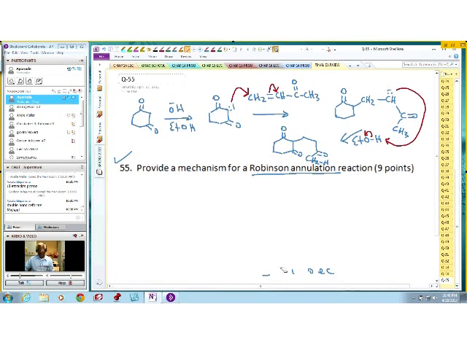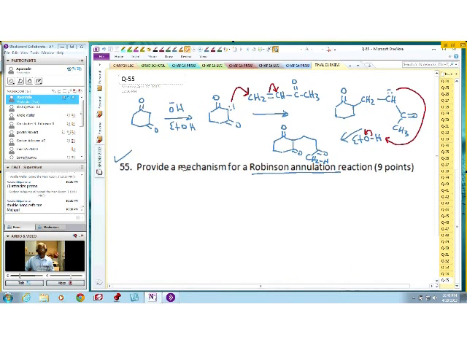So what have I done? At this point, I have done my Michael. Now, what do I need to do next, now that I've done the Michael? Anybody know what I need to do now? Now I do my intramolecular aldol.